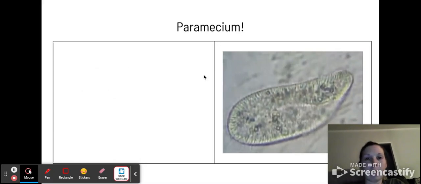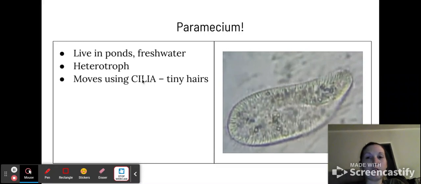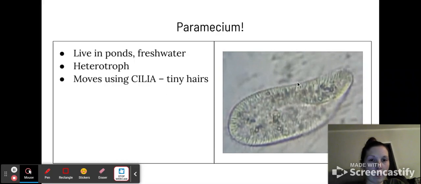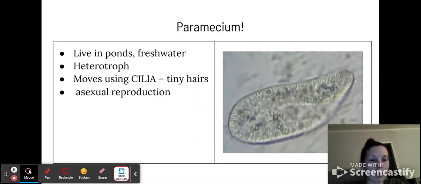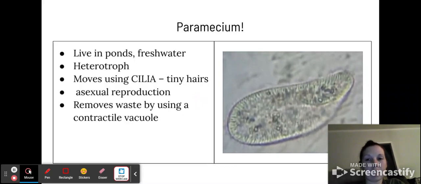Next, we have what are called the paramecium. Paramecium live in freshwater ponds. They are heterotrophs as well. And they will move using cilia, and those are the little tiny hairs. As you see this, they are moving around. That's why it looks kind of staticky around the outside. All of that movement is cilia. They reproduce through asexual reproduction, and they remove waste by a contractile vacuole.